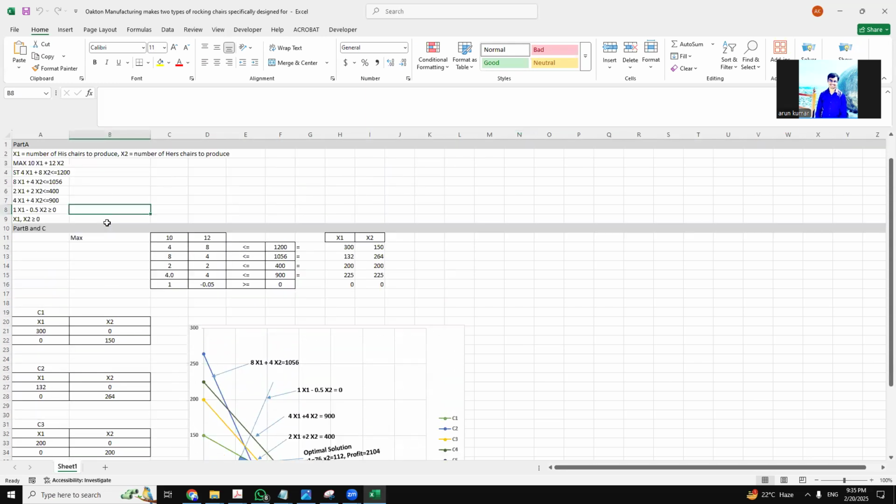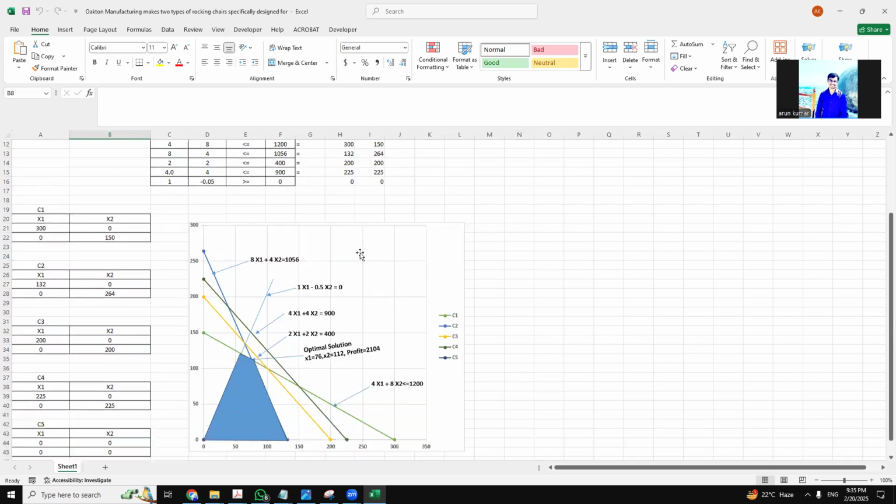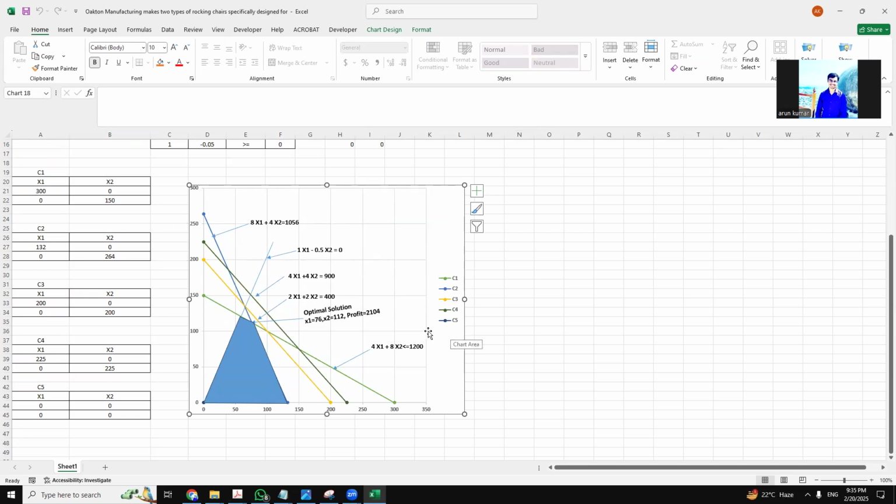I've created the graph, and these all are the constraints that I created from here. Then I did some Excel calculations, and after that I reached this graph. This graph I created using the Excel graph. These all are the constraints. There are 5 constraints here and all are defined. And the shaded portion, which is of blue color, is the optimal solution.